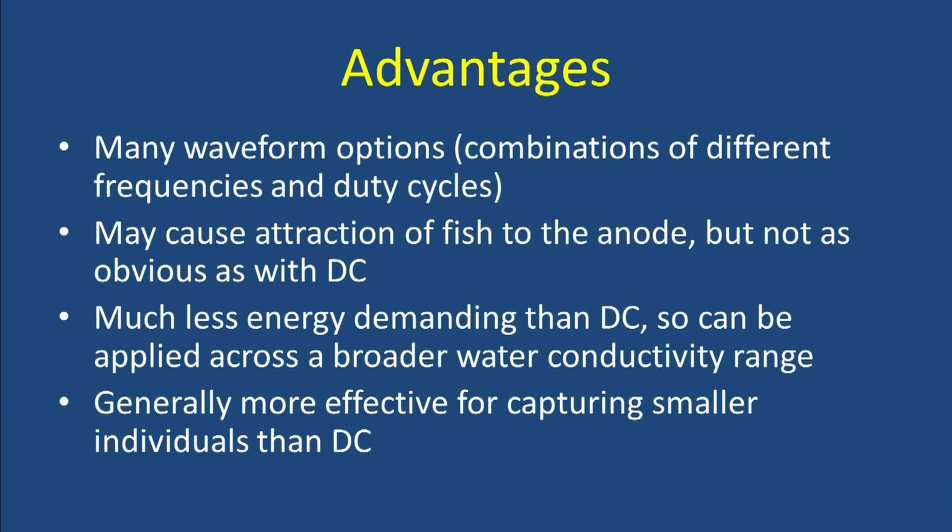Okay, advantages of pulse direct current. There's many options. So there are many combinations of frequency and duty cycles that you can experiment with to increase your fish catching. It may cause attraction of fish to the anode, but this is not as obvious or usually as effective as with just continuous DC. It's much less energy demanding, so pulse direct current can be applied across a broader conductivity range, and it's generally more effective for capturing smaller individuals, smaller fishes, than DC.